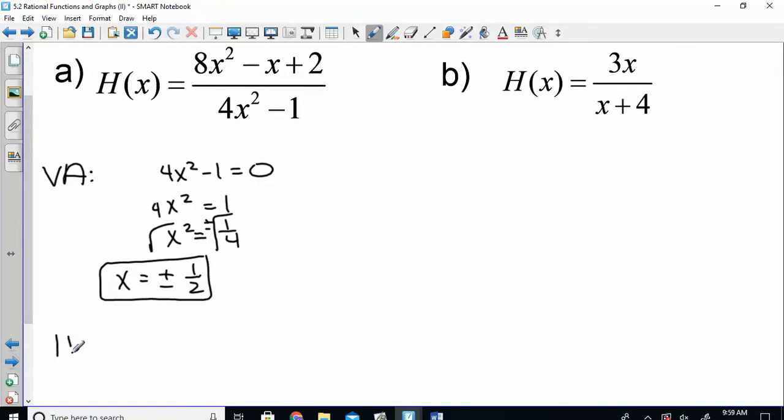Now we have to look at the horizontal or oblique. We've already said, can it have both? No, it'll be one or the other. It's based off the degree. What's the degree of the top? 2. And the bottom? 2.